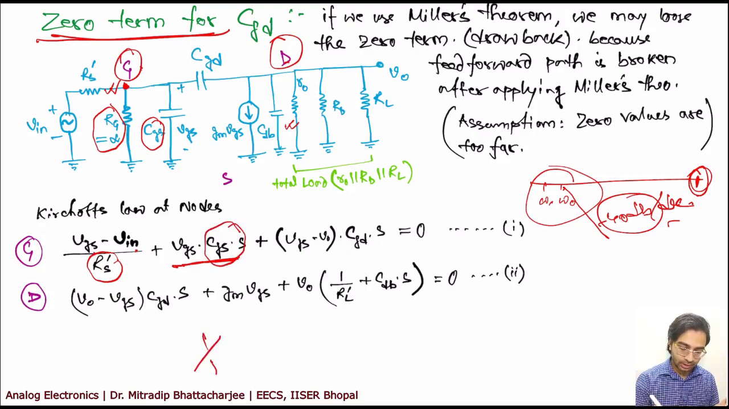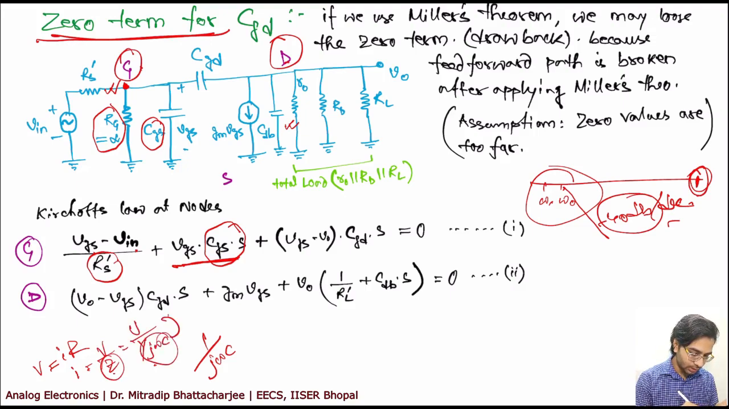What is the impedance associated with this? 1 by j omega C. So what is your voltage? V equals IR, so your I will be V by R, or V by Z, say. So your Z is 1 by j omega C. If it is V divided by 1 by j omega C, your j omega C term will be multiplied with V. So this is exactly what happened: VGS into CGS into S. S here is j omega.